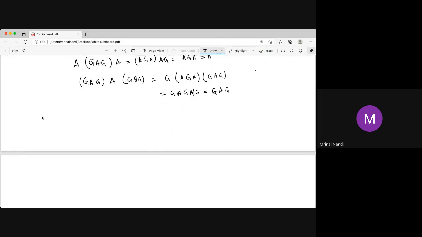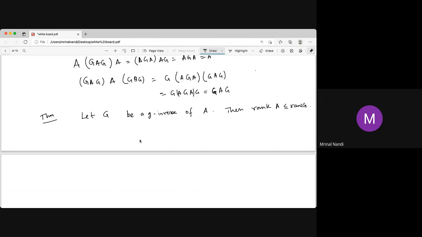Now, this important theorem is this: let G be a G inverse of A, then rank of A is less than or equal to rank of G. This is very important. So if G is a G inverse of A, then rank of A is less than or equal to rank of G. That is the interesting thing. So the rank of the inverse cannot be less than the rank of A.